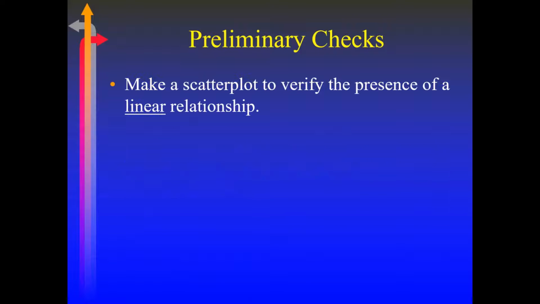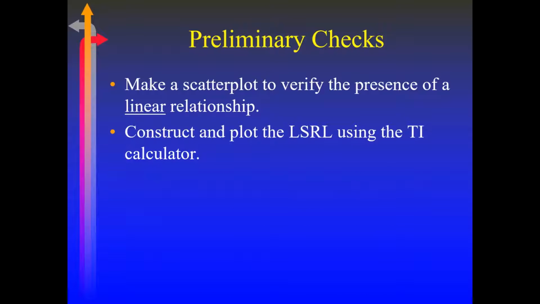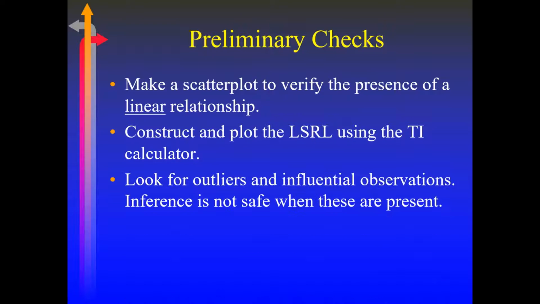So the preliminary checks are that if we have bivariate data, we need to graph it, put it in a scatter plot, and make sure we're comfortable with it being a linear relationship. So we're going to construct and plot the LSRL using a TI calculator. Once we've done that, we can get a and b, the slope and y-intercept of our model, look at residuals, make predictions, do all manner of things. So running a least squares regression is pretty important in the process.